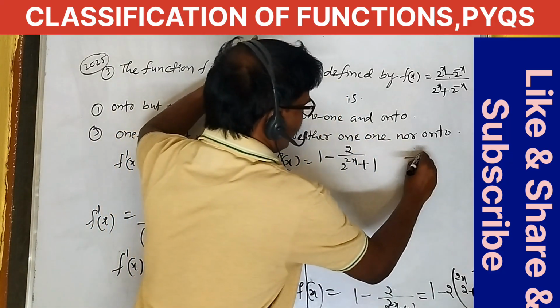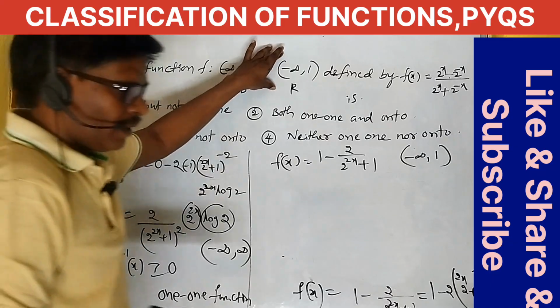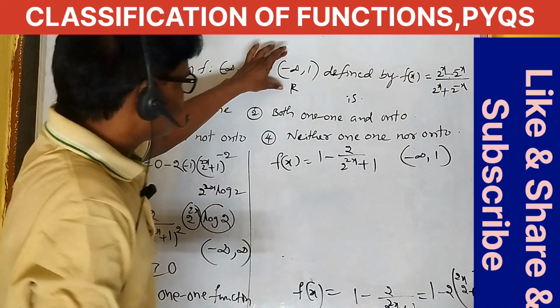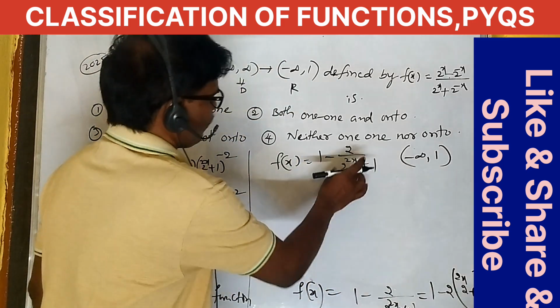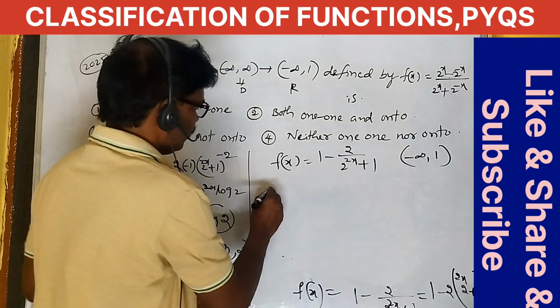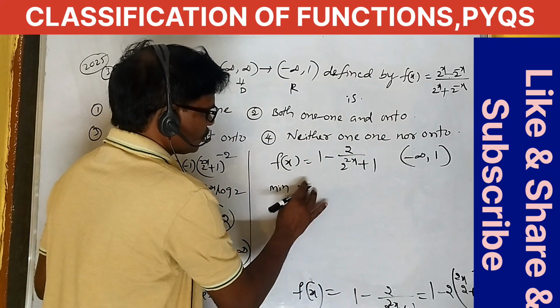The codomain is minus infinity to 1. Okay, correct. Right here, we take minus infinity. First, we find the minimum value, which means x tends to minus infinity.